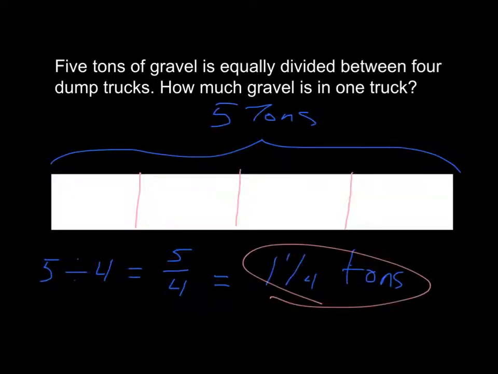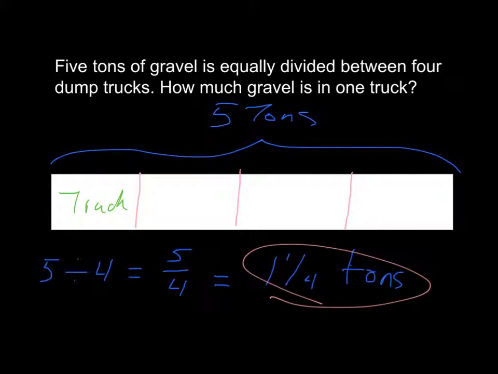When I solve it, here's what I did. I split the tape diagram into 4 sections. Each section represents a truck. And then inside each truck, I'm going to be splitting these 5 tons evenly. So I'm dividing 5 tons by 4 trucks, which is the same as 5/4, in each truck 5/4 of a ton, which gives me 1 1/4 of a ton.